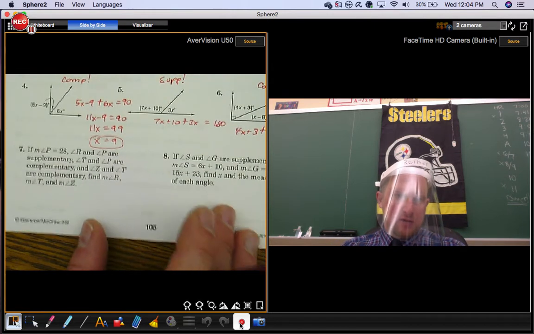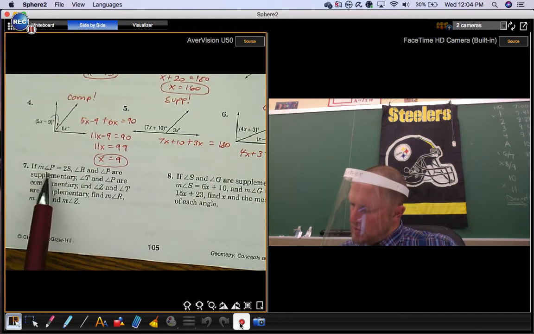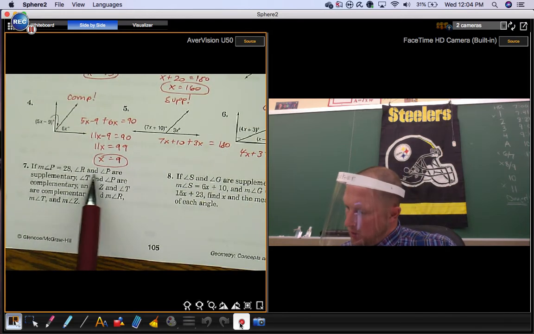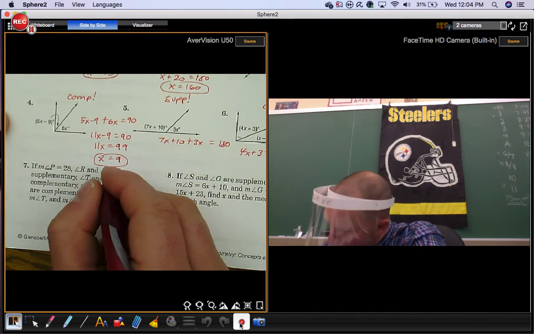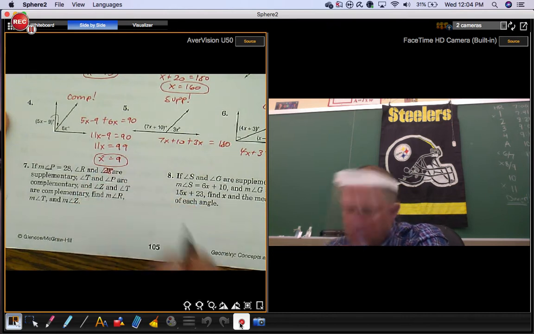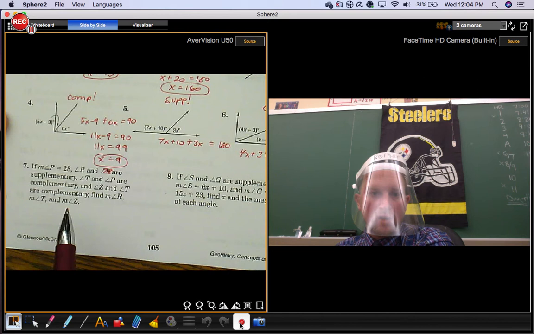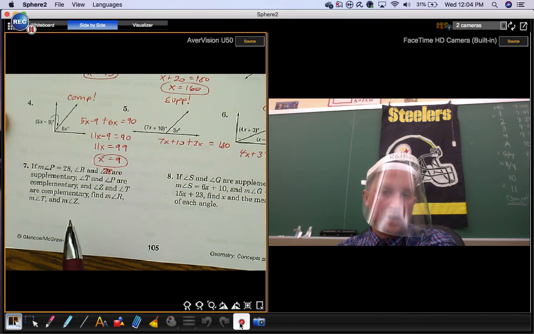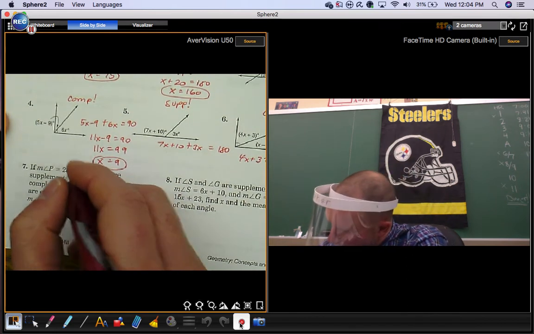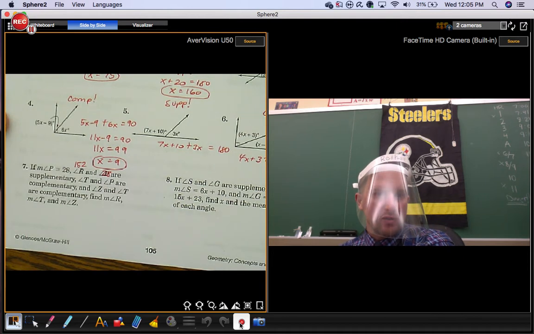Number 7 and 8 are very similar, so maybe we'll just do number 7 together. If the measure of angle P is 28, angle R and angle P are supplementary. Let's just stop there. If angle P is 28 degrees, and angle R is supplementary with it, what would angle R be? Take 28 away from 180. So you know angle R is 152 degrees.